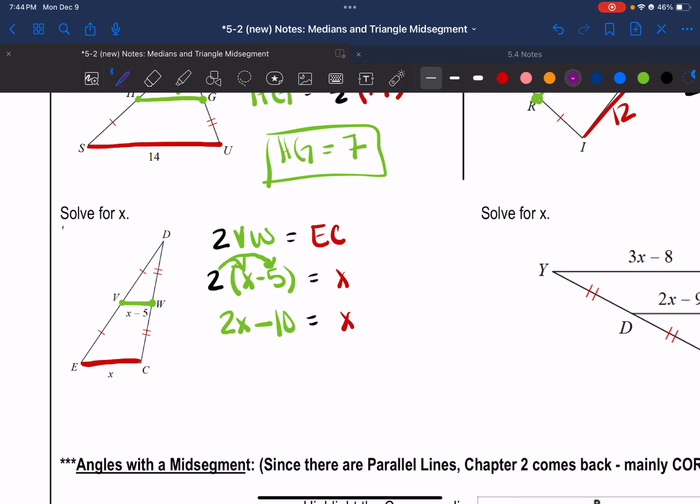And again, if you were to plug that back into your problem, you will see that if I put 10 here, 10 minus 5 is 5, and 10, and that works out. And that would also help you to know if you got it right or wrong.